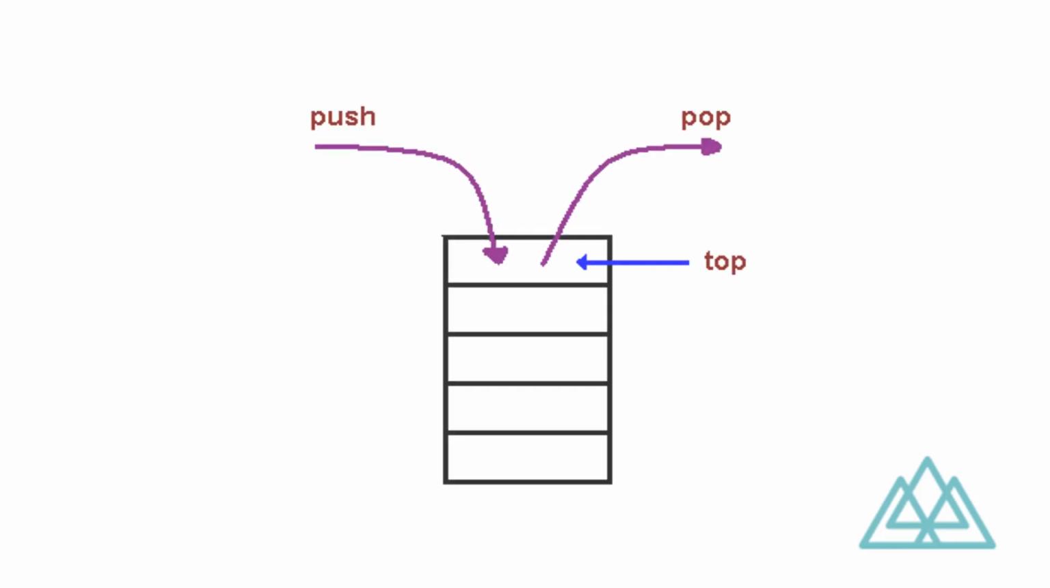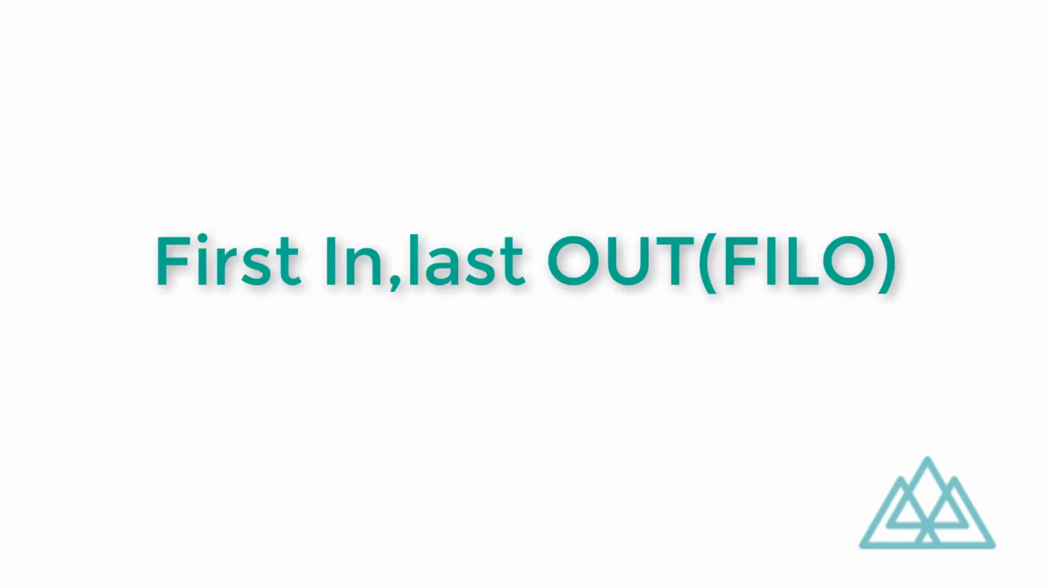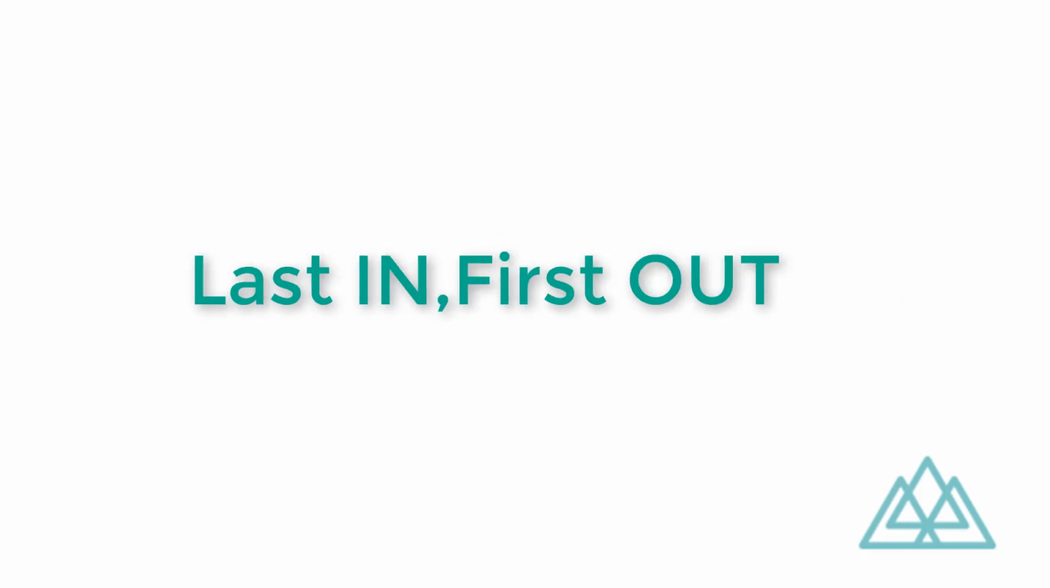In computer science, a stack is an abstract data type that serves as a collection of elements with two principal operations. The first one is push, which adds an element to the collection, and pop, which removes the most recently added element. A stack is a linear data structure which follows a particular order in which the operations are performed. I am sure you have heard this popular order of organizing data or items: first in, last out, or last in, first out, both the same.